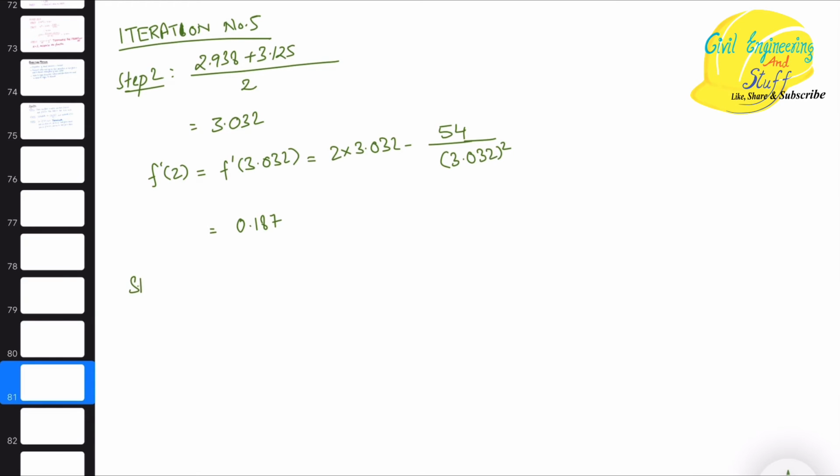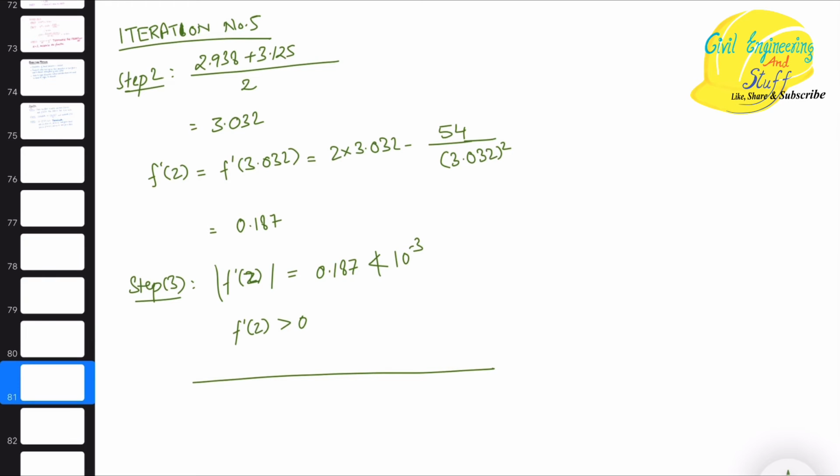In step 3, what are we going to do? First of all, mod of f dash z, which is equal to 0.187. We'll see if it is less than 10 to the power minus 3 or not, and we can very easily see that it is not less than 10 to the power minus 3, so we cannot terminate the iteration. But we'll see if our f dash z is greater than 0 or less than 0. It is greater than 0.